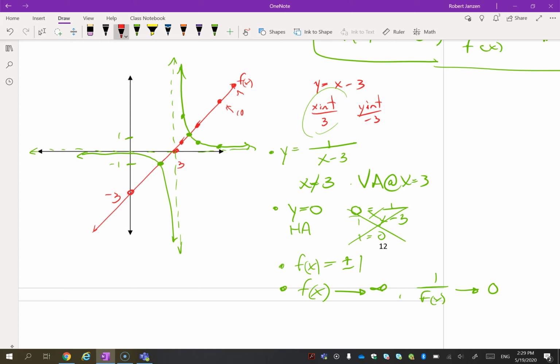Let's say this one was 1,000,000. What's the reciprocal of 1,000,000? Well, like decimal 0.0000001. It's a very small number. Okay, so that's kind of what we're doing. We're taking the values of f of x and taking the reciprocal of them to make them look like the graph we've got there.